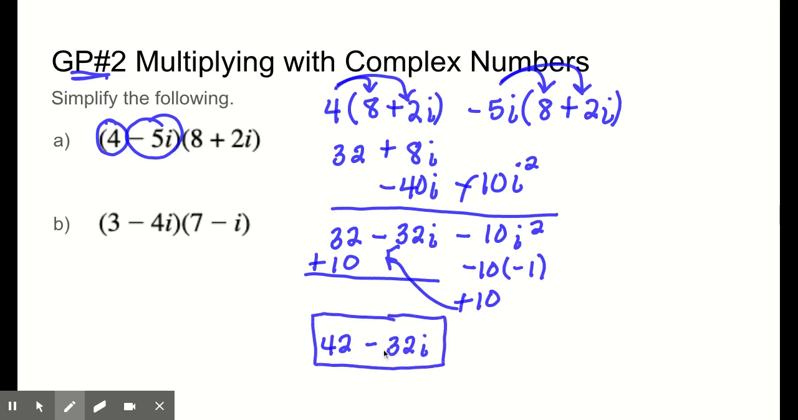Again, you always want to write your complex numbers in the form a plus bi. So that imaginary part should always come after the real number part. So that imaginary part should always come second. Again, remember that i squared is equal to negative 1, and it is not considered simplified if you leave i squared as part of your answer. So that must always be simplified.